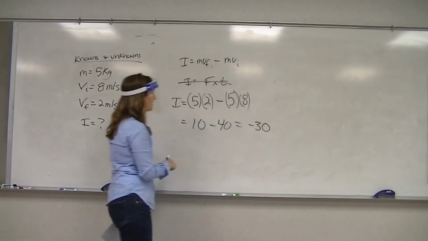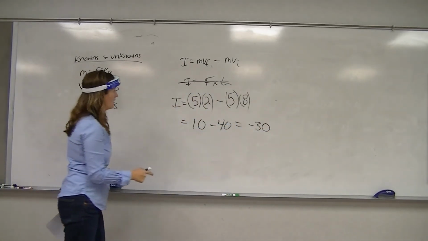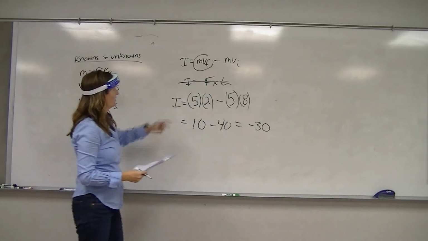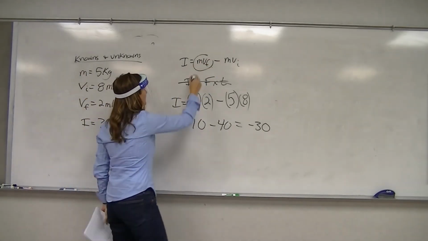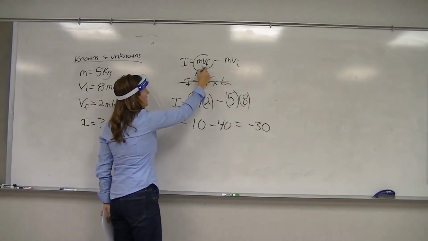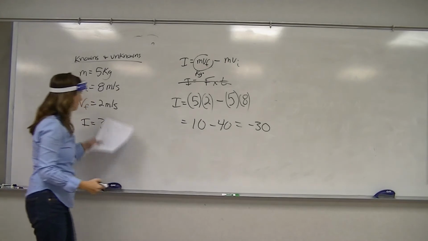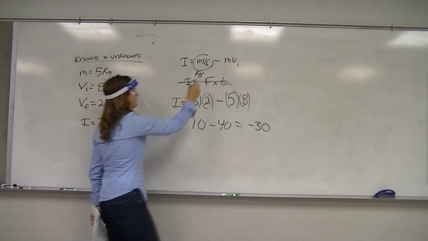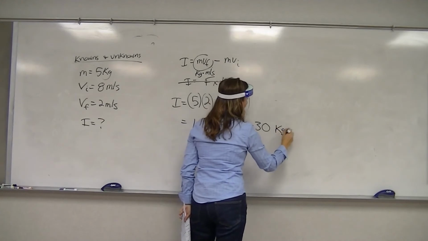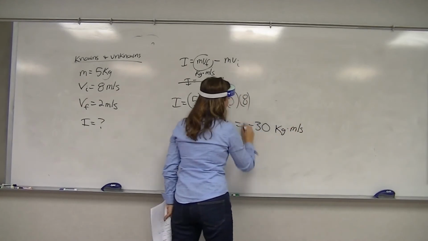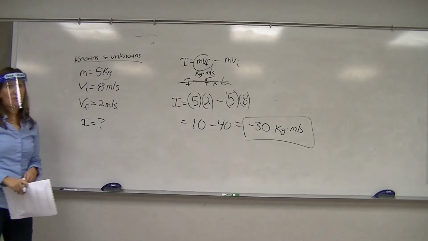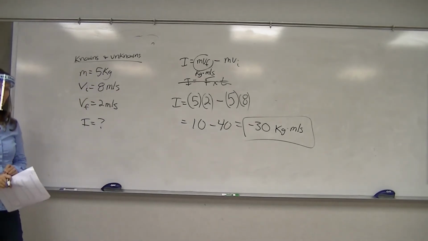And the units. To help you figure out the units on this, look at the units that you're multiplying. You're taking mass. What is mass? Kilograms. You're multiplying it by velocity. Units on velocity, meters per second. My units will be kilograms times meters per second. Same units as when we calculate momentum, since this is the change in momentum.